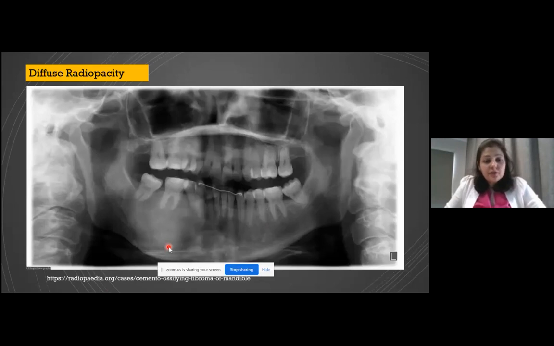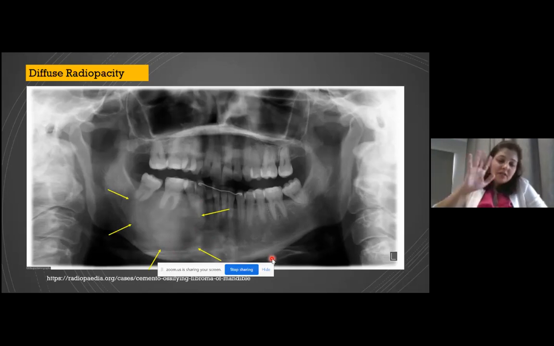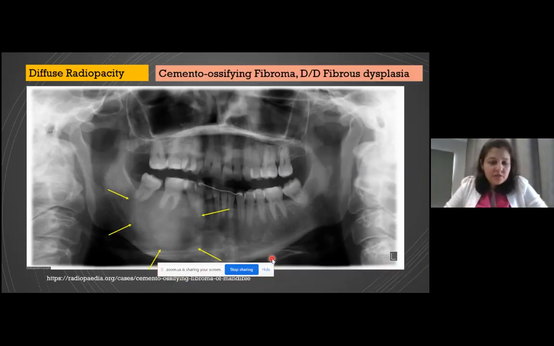Now, this is a large diffuse radio opacity, something which you cannot miss. Again, in the mandibular body on the right side, you're seeing a radio opacity. This is what we typically call a ground glass appearance. The trabecular pattern has changed and looks very tiny, diffuse and ground glass like. The differential diagnosis could be a cemento-ossifying fibroma or even fibrous dysplasia. Since the maxilla looks all right, it's probably a monostotic fibrous dysplasia. Like I told you, on the radiograph you can arrive at a differential diagnosis, but to precisely understand the pathology going on, it will require a biopsy.